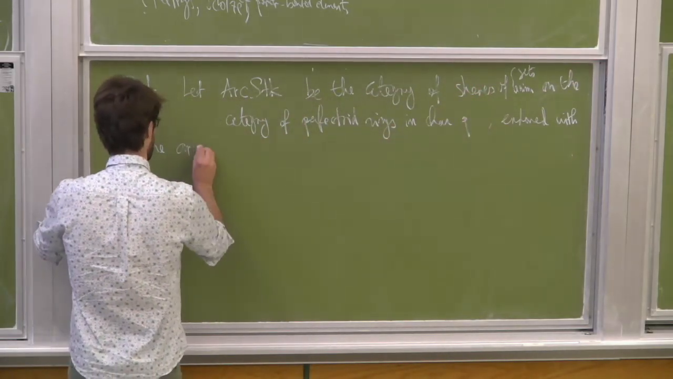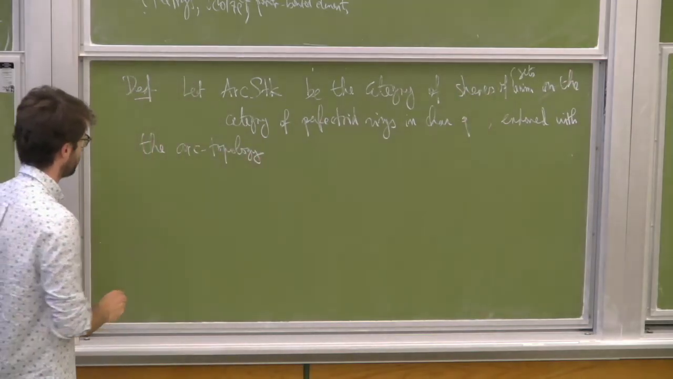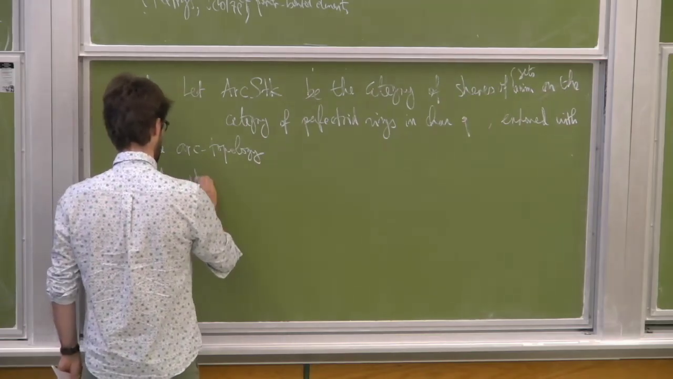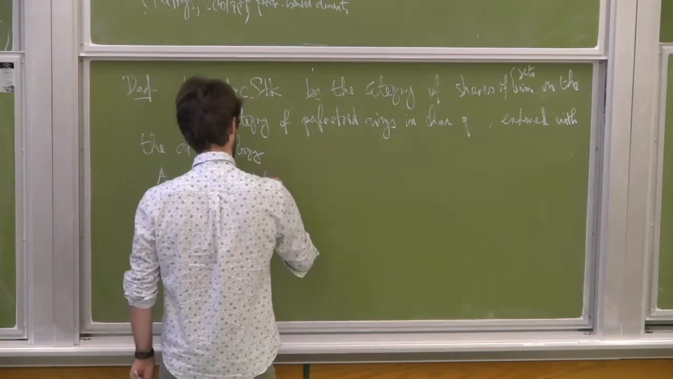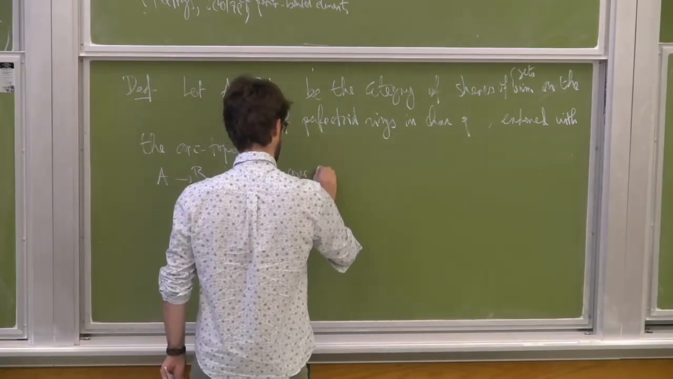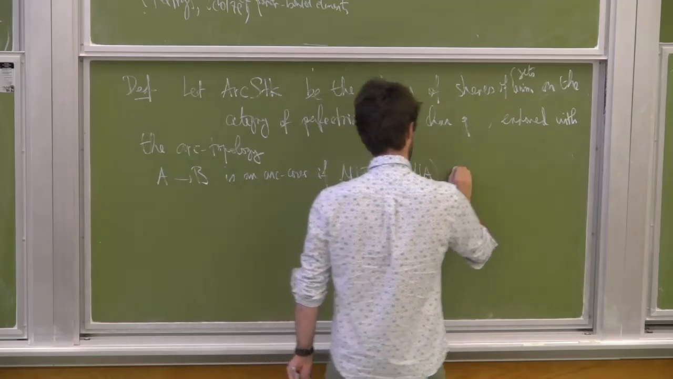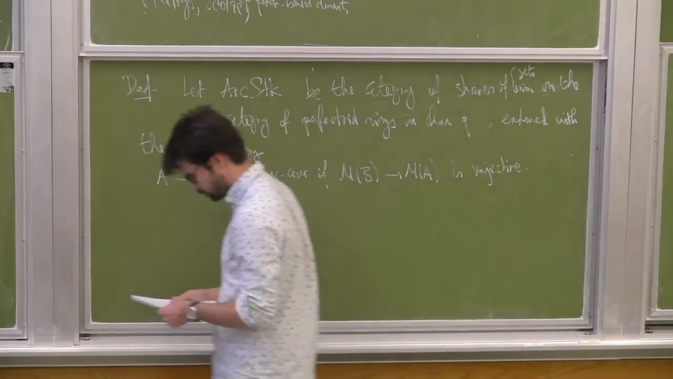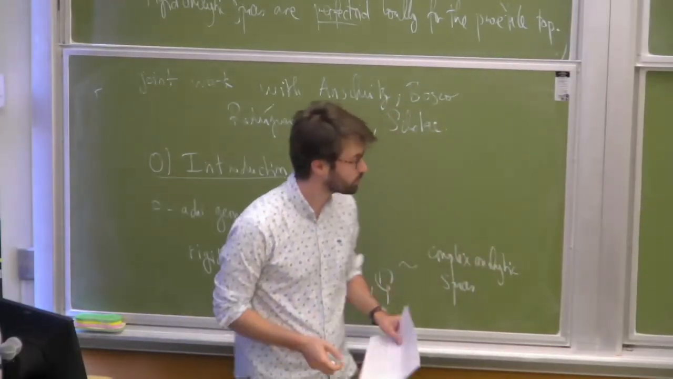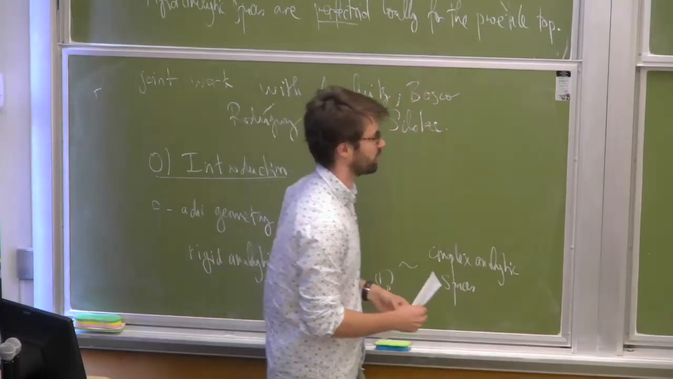And arc stands for the arc topology. Here, a morphism A to B of perfectoid rings is said to be an arc cover if the induced map on Berkovich spectra is surjective. So that's a very fine topology, which in particular is even finer than the pro-étale topology.